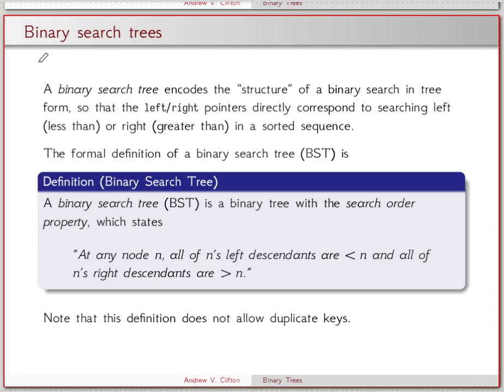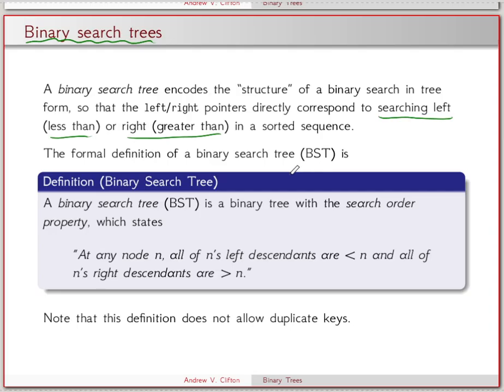Okay, so those were binary trees where we didn't have any sort of rule for what keys go where. But the thing we really want to build is binary search trees here. So a binary search tree is that decision tree that we drew for binary search encoded into the pointers of the nodes here. So that the left-right pointers correspond to searching left less than or right greater than.